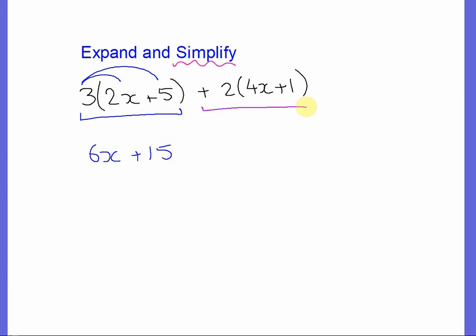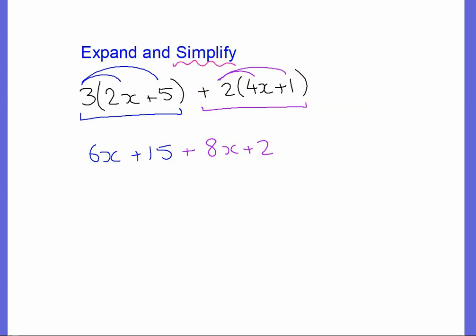Now I have to do the same here. Well, it depends how you think about this. You can say, well, this is a positive 2 times 4, which is a positive 8x, which is absolutely fine to do that. So let's just stick with that. So we've got a positive 2 times a positive 1, well that's plus 2.